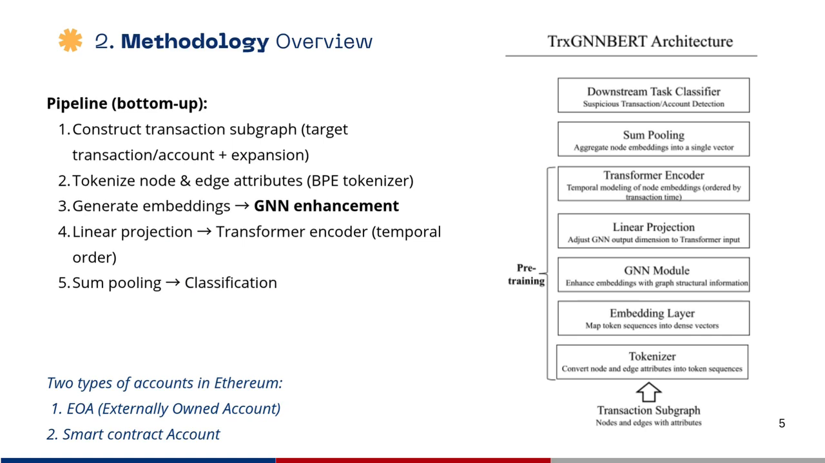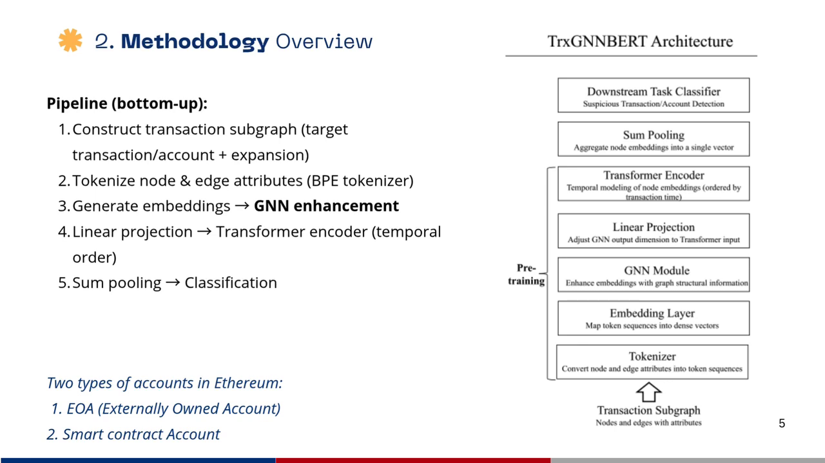Moving to the methodology this paper proposed, it follows a bottom-up pipeline, which first constructs a transaction subgraph around a target transaction or target account, and then expands it. The second step is to tokenize node and edge attributes using a BPE tokenizer, and then generate embeddings. After the embeddings are generated, it injects a GNN module, and then applies linear projections to feed the result into the transformer encoder in chronological order to preserve the transaction order.